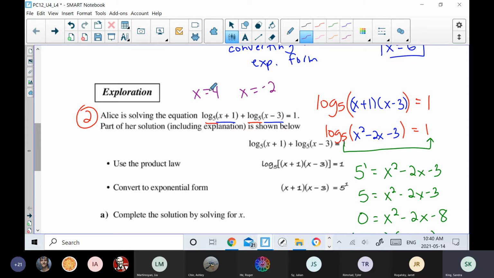If I put a 4 in here, I'm going to get log base 5 of 5, and that's fine. I could have an argument of 5. If I put the 4 in this log, I'm going to have 4 minus 3, which would be the log base 5 of 1. And that is allowed as well. So this x is equal to 4 is going to be my solution. This one here, if I put this negative 2 in this first log, I'm going to get a negative 1. You can't have a negative argument. So this guy's going to be extraneous.